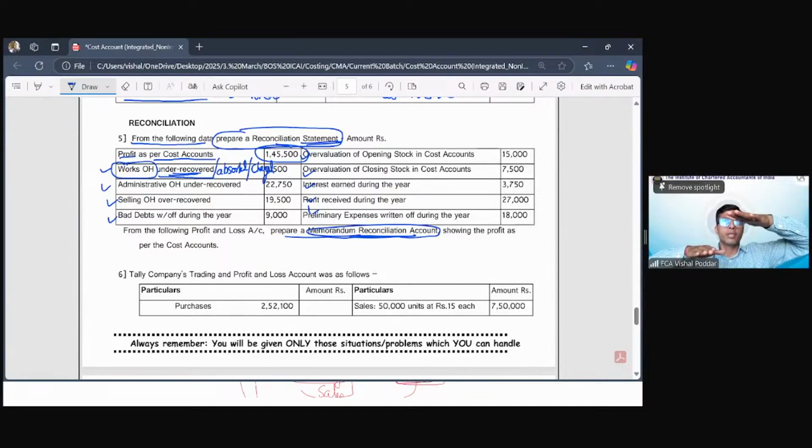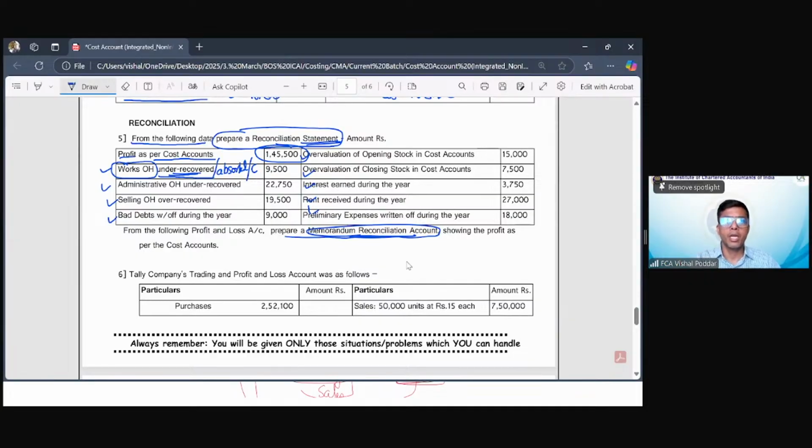How will it be decided? It will be decided by seeing the starting point. In this sum, my starting point is costing profit. So I'm standing upstairs, I have to climb down. So this has to be subtracted. So I get my first entry or effect. My first effect is for works overheads under absorbed, which I have to subtract. And the amount is how much? 9,500. So I have to subtract 9,500 in reconciliation.